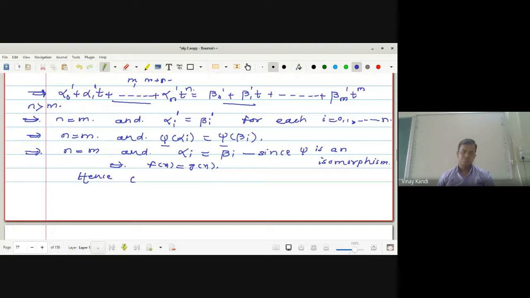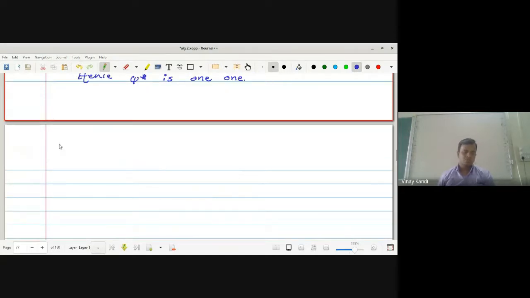So hence psi star is 1-1. Okay, now step number 2, to prove that psi star is onto. What is the method to prove the ontoness?